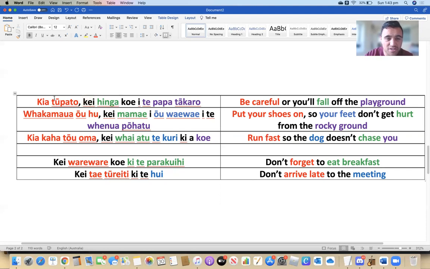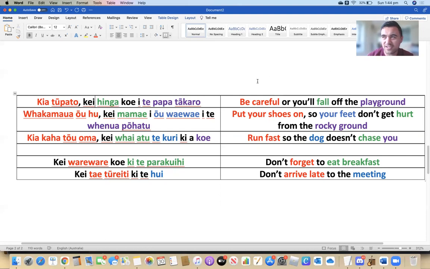We're giving the reason as to why you must be wary of that particular activity that's happening. So here, kia tūpato kei hinga koe i te papatākaro. Be careful or you'll fall off the playground. Whakamaua ō hū, put your shoes on. Kei mamae ō waewae i te whenua pōhatu. So your feet don't get hurt from the rocky ground. Kia kaha tō oma, kei whai atu te kurī ki a koe. Run fast so the dog doesn't chase you.